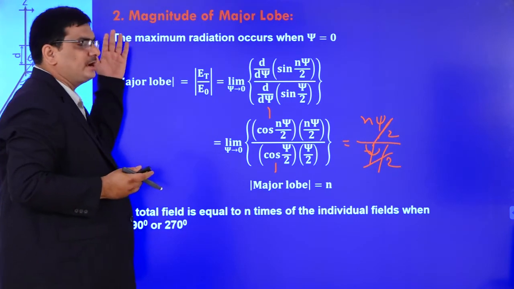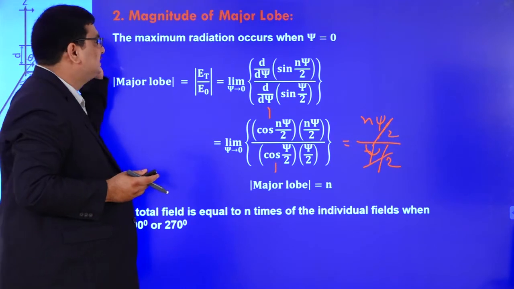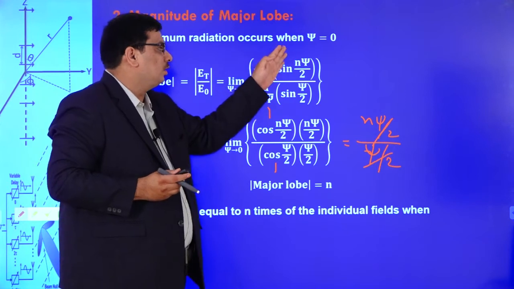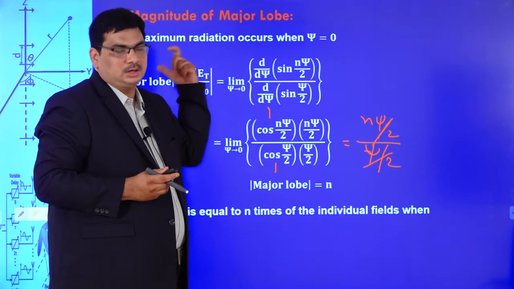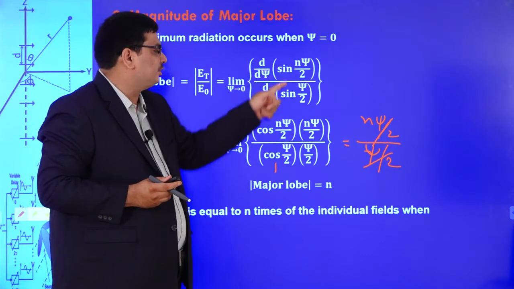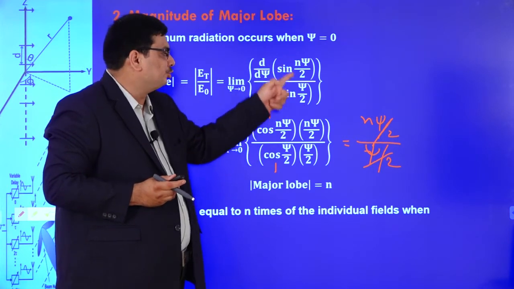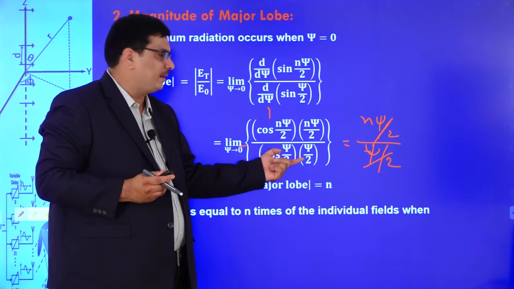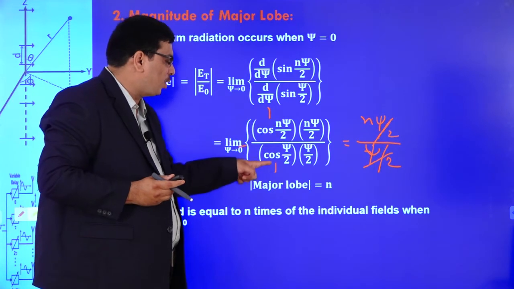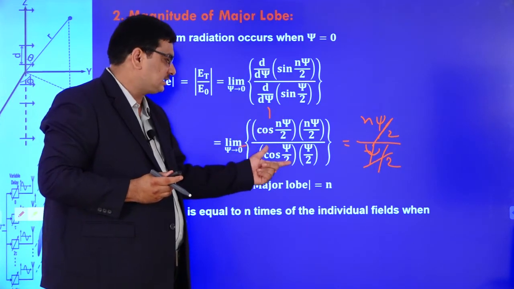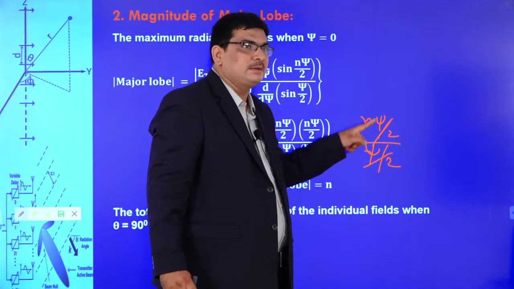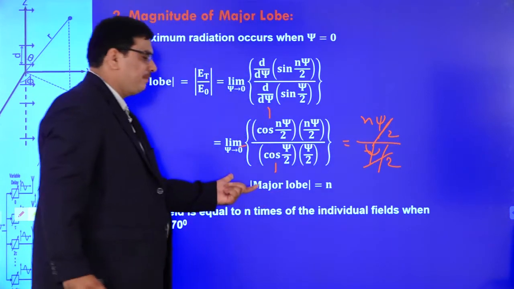So what we are doing to find the magnitude of your major lobe is taking the limit psi tends to 0 and differentiating the terms we get in the total field, that is sin n psi by 2 by sin psi by 2. The derivative of sin n psi by 2 is cos n psi by 2 into the magnitude term n by 2, and the derivative of sin psi by 2 is cos psi by 2 into 1 by 2. If you substitute the limit psi tends to 0, cos n psi by 2 is equal to 1 and cos psi by 2 is equal to 1, and from this we get n psi by 2 by psi by 2. Both psi by 2 cancel, and the magnitude of your major lobe is n.